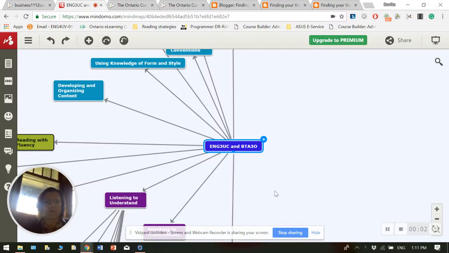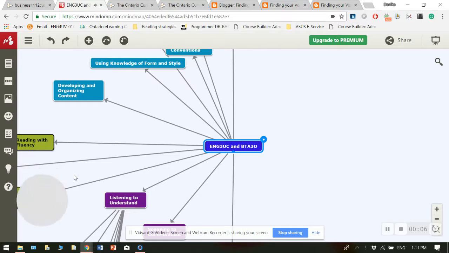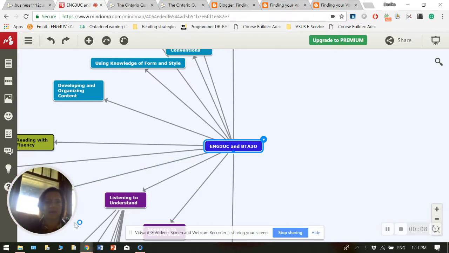Okay, so this is a short video explaining my thought process with this concept map that I've been working on creating for our TLLP project, where I am looking at areas of overlap between the curriculum expectations for ENG3U, ENG3C, and BTA 3L.